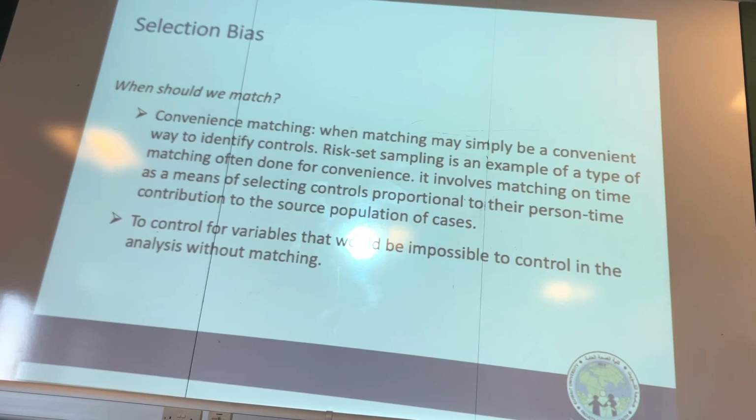Sometimes they say there are variables that cannot be controlled unless you match upon them. I'm trying to think what these variables are; the book doesn't give examples, but this is just the idea here. When we think about matching, we will come back to it next week and I will repeat the concepts again. Now the take home message is that matching is basically a type of selection bias. The main problem with selection bias is that your results cannot be generalized to the external population, okay?